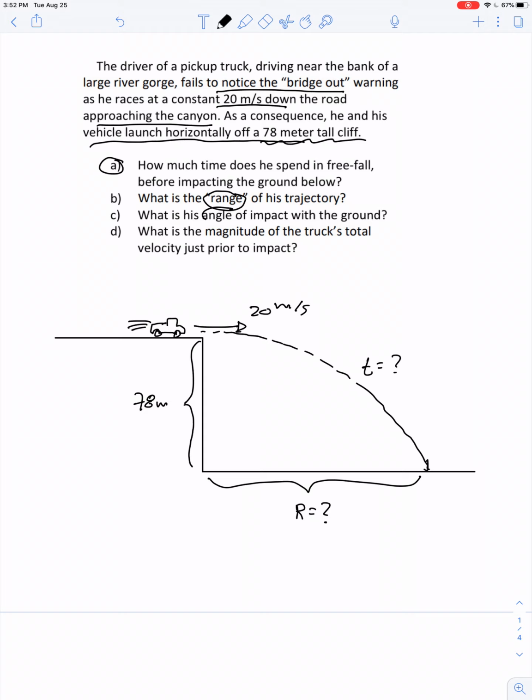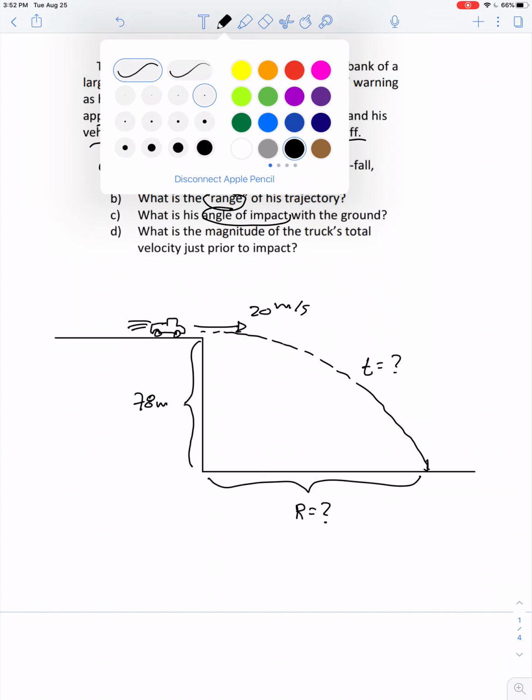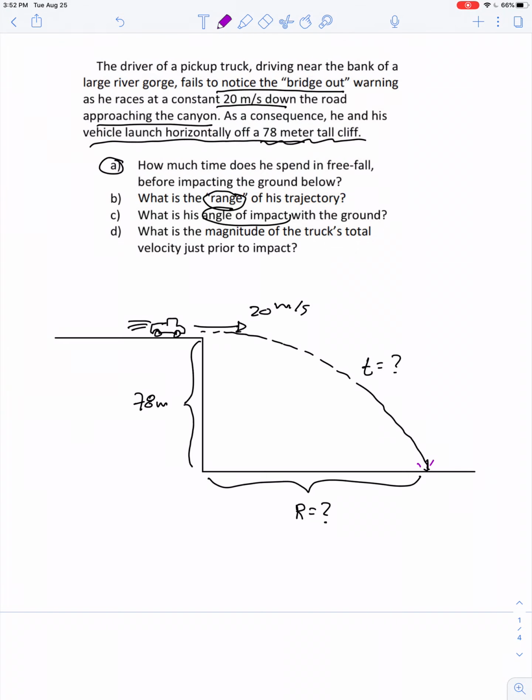Ooh, we're also asked the angle of impact. Okay, so if we make a line that's tangent to the parabola at the point of impact, and it's expressed about at that angle right there. So theta is also a question.